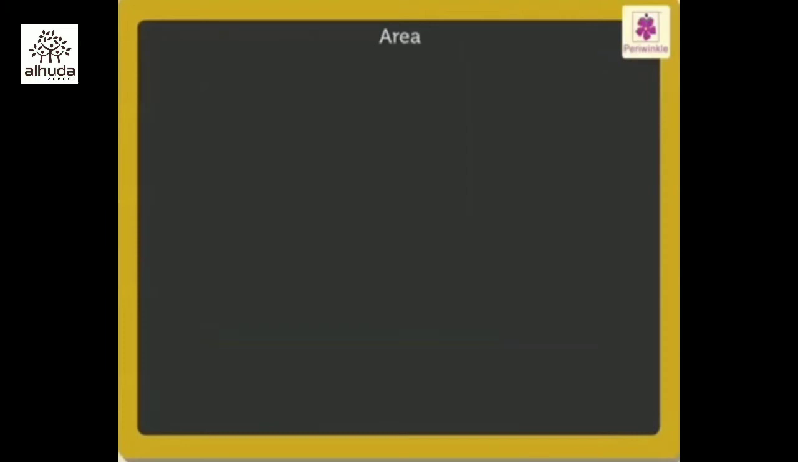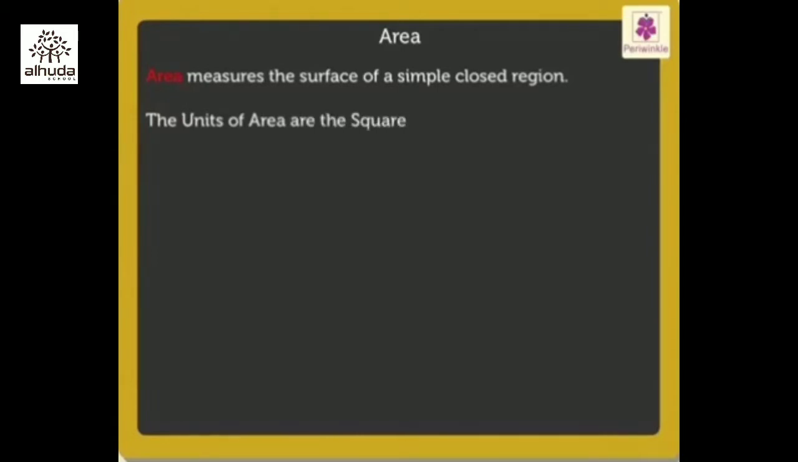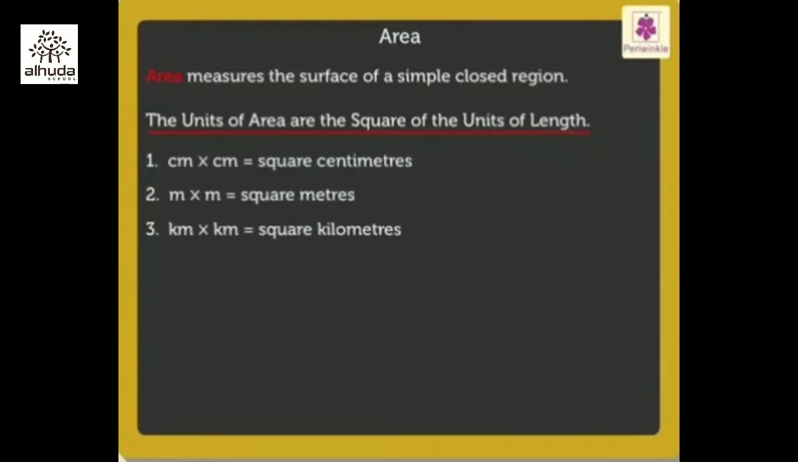Today we shall learn how to find the area of some closed figures. Let's begin. What does the term area mean? Area measures the surface of a simple closed region. The units of area are the square of the units of length. Thus, area can be expressed in square units such as square centimeters, square meters, or square kilometers.